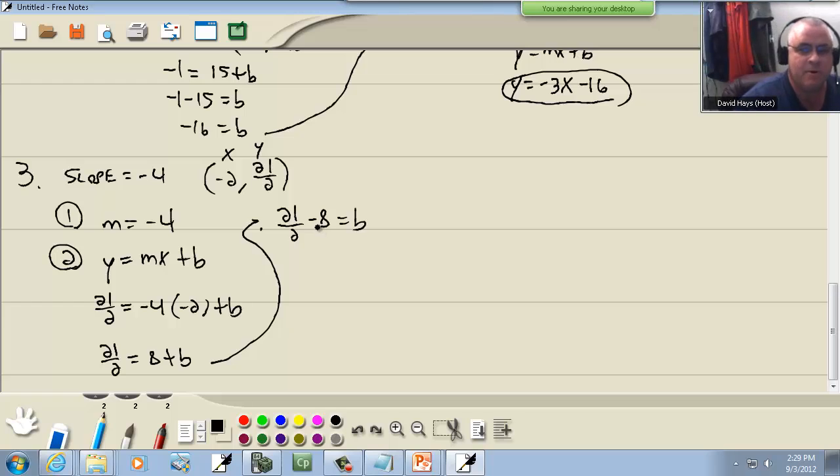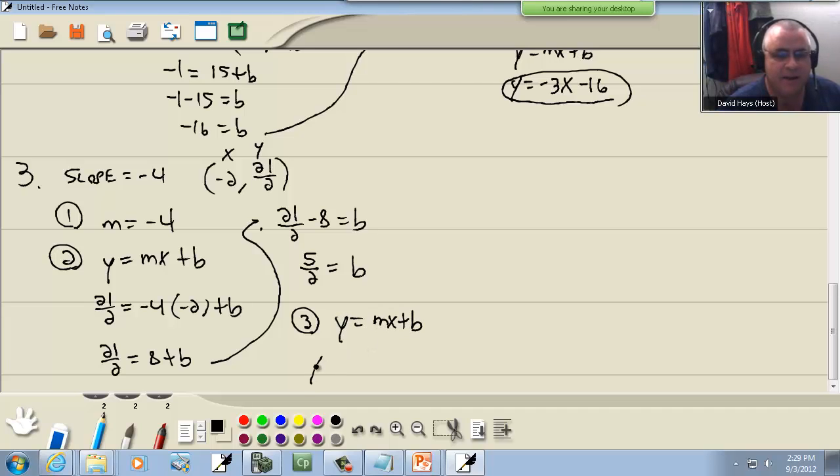Now this is a mixed number. We can take the negative 8 times 2, gives us negative 16, and we'll add to 21, and that gives us 5. So our b is equal to 5/2. Now step 3, write our answer down. So we'll plug in our m we just found. M was negative 4, and b, which was 5/2. And that's our answer.